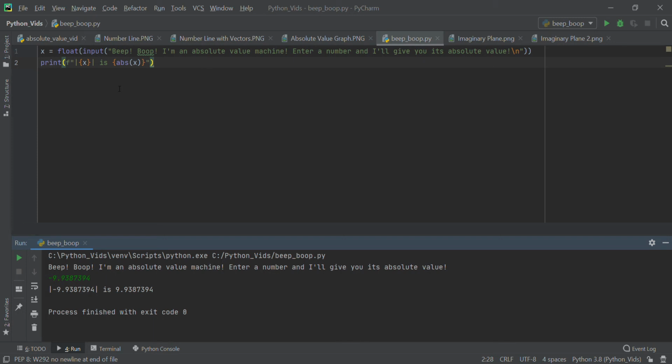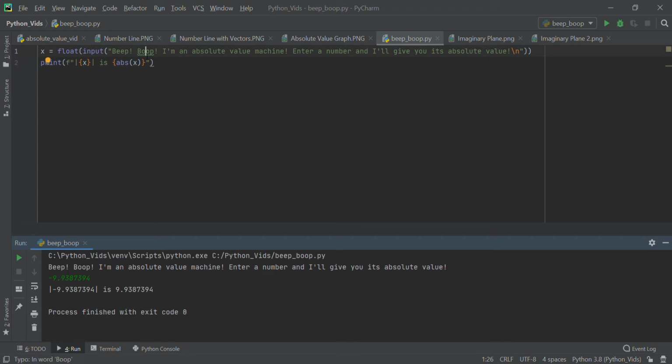So what's actually happening behind the scenes? We're making a variable called x, and we're giving our user a prompt here using the input, and the prompt is this beep boop, it's just for fun. I made it a robot voice, beep boop, I'm an absolute value machine, enter the number, I'll give you its absolute value. And then it throws on a new line just to keep it nice and clean and neat for the user.